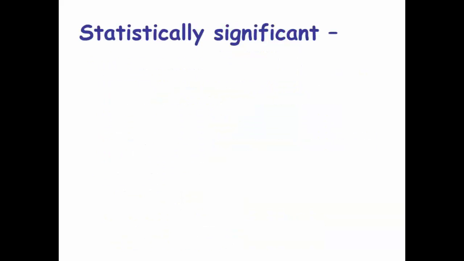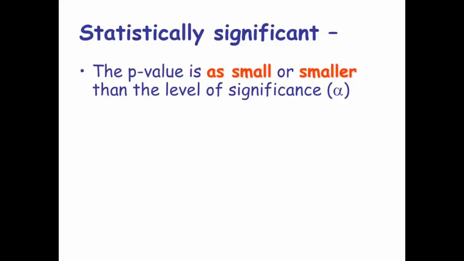Okay, so what does it mean if something is statistically significant? That is a phrase we associate with a p-value, and the numerical way we look at it is: if the calculated p-value is as small or smaller than the level of significance, then we can claim something is statistically significant.